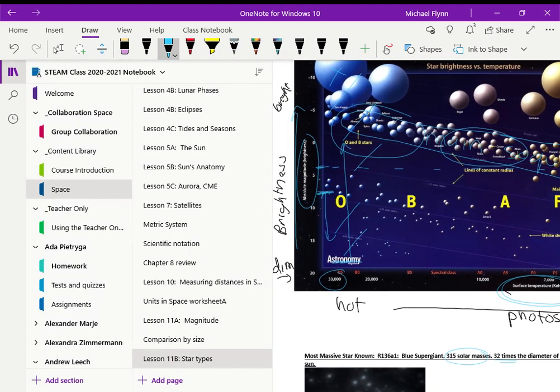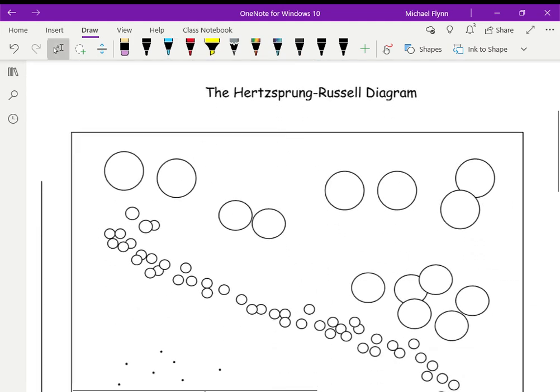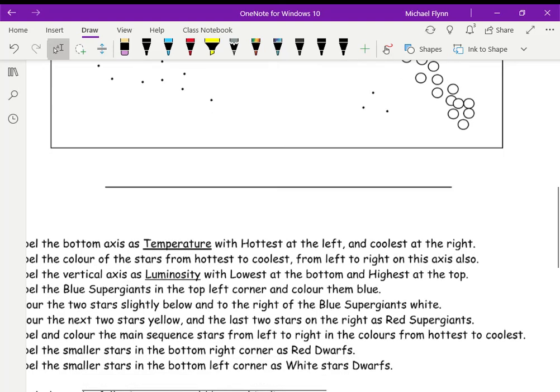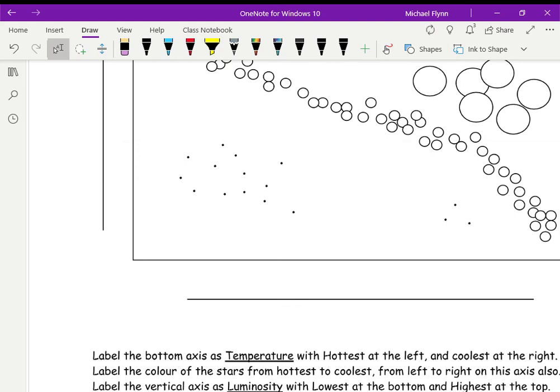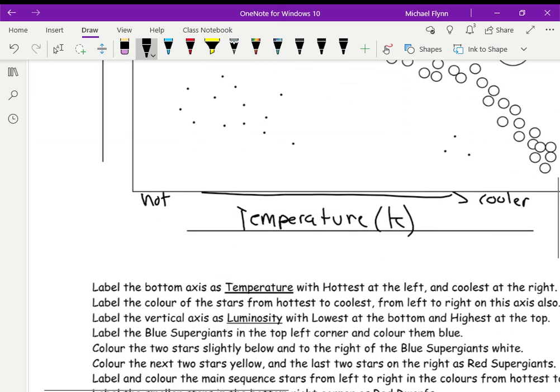Now I did put a chart in your homework that looks like this. It's a Hertzsprung-Russell diagram. It looks very similar to the one you just saw, maybe a little simplified. If you follow the instructions, it says to label the bottom axis temperature. Usually it's in a unit called kelvins, not degrees Celsius. Here they're hot, here they're cooler. The hottest ones are on the left.